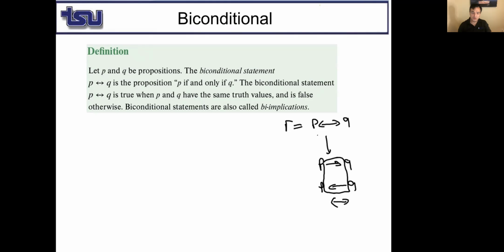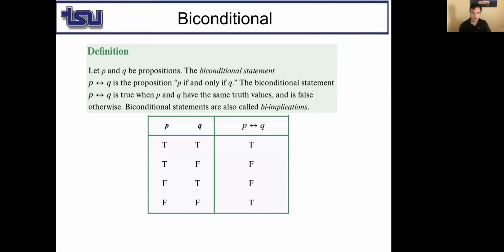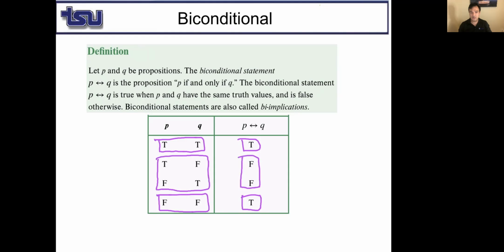Okay. So for R to be true, Q and P must have the same truth values. If both of them are true, R is true. If both of them are false, R is true. But if one is true, the other one is false, then R is false. Here is the truth table. And here, as I said, if both of them are true, this is true. If both of them are false, this is true. But if one is true, the other one is false, biconditional is what? False. Okay.